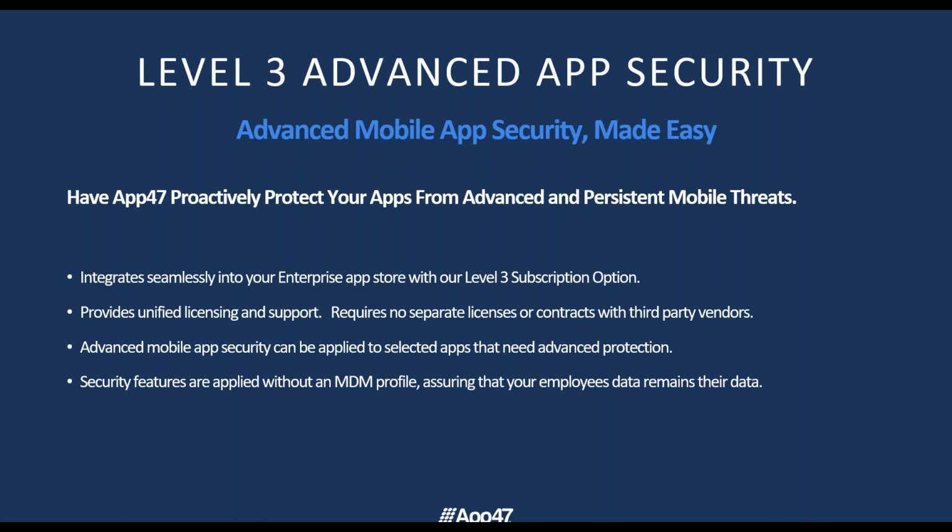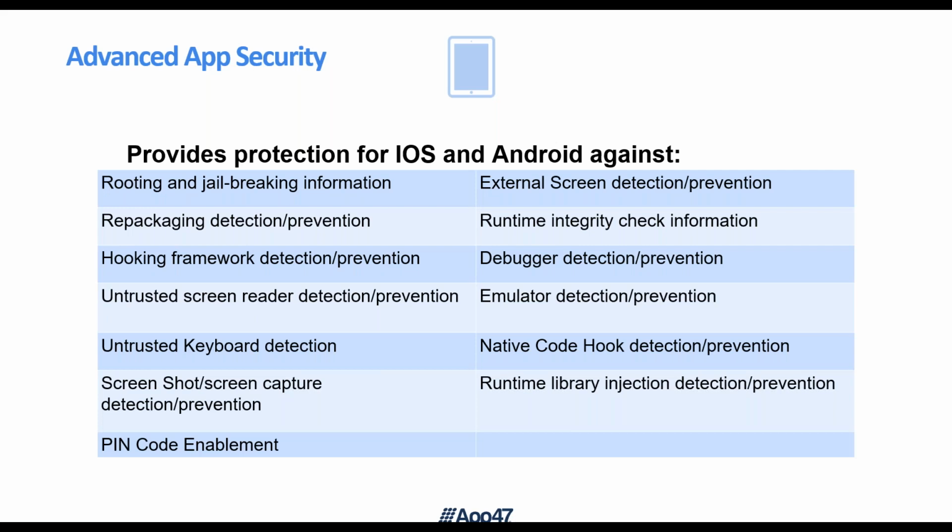So this will integrate into the enterprise app store. It is a single license with App 47, so it doesn't require any separate licenses or contract with third-party vendors. You can choose to apply the advanced mobile app security to selected apps that need that protection. So if you have 30 apps in your app store, maybe only 2 need this advanced protection. And the security features are applied without an MDM profile. Again, we've said that many times, but we just want to make sure that sinks in so that your employees' data remains their data. We're not doing anything there.